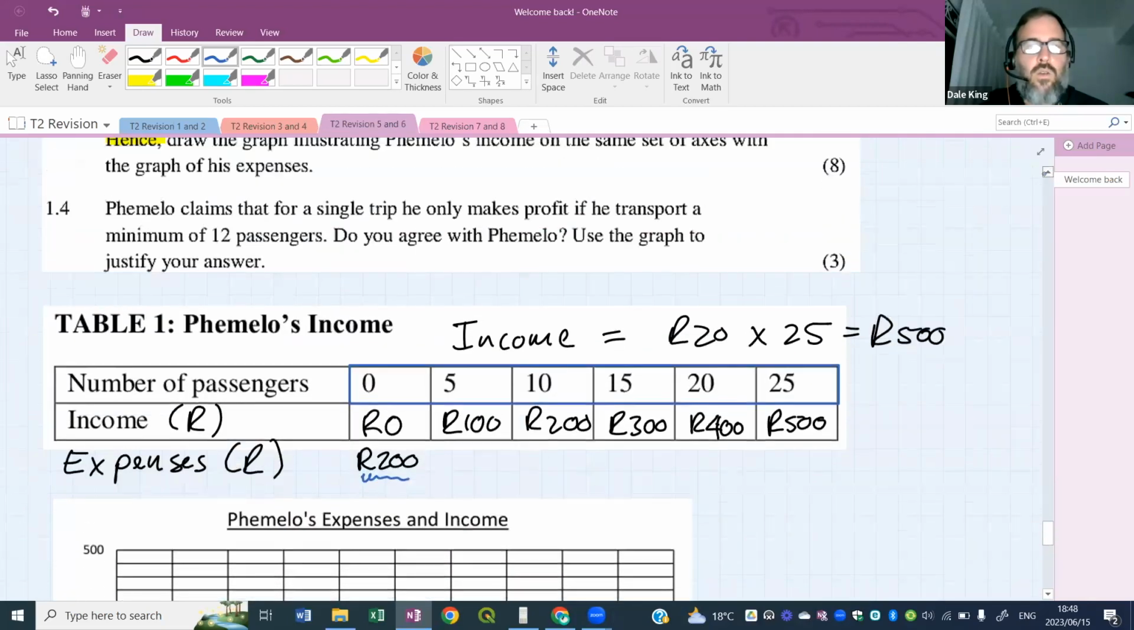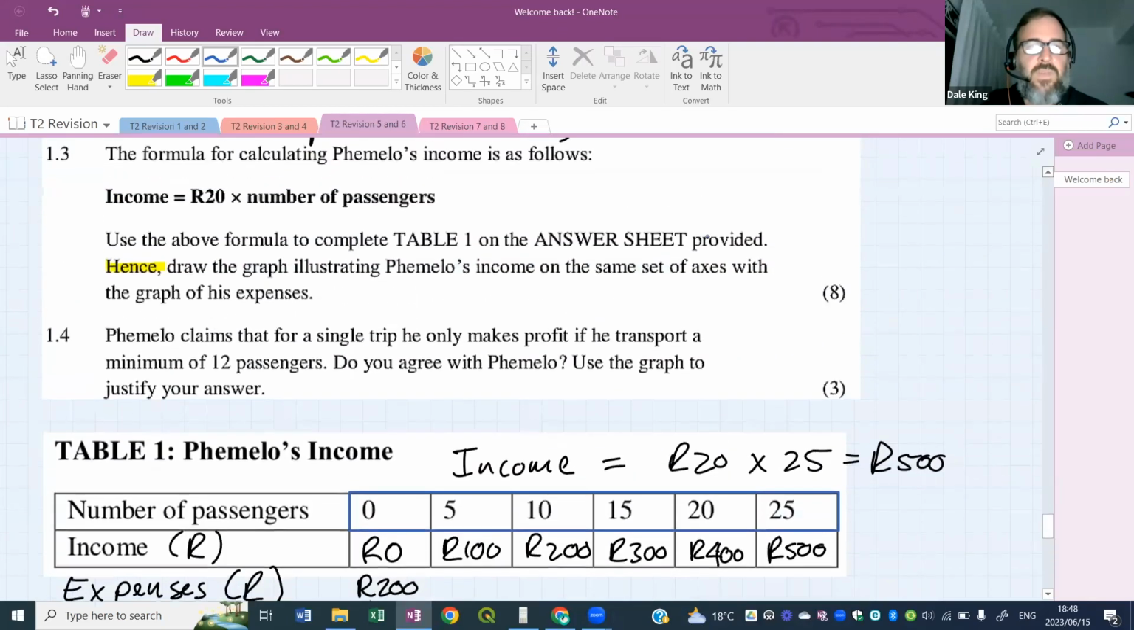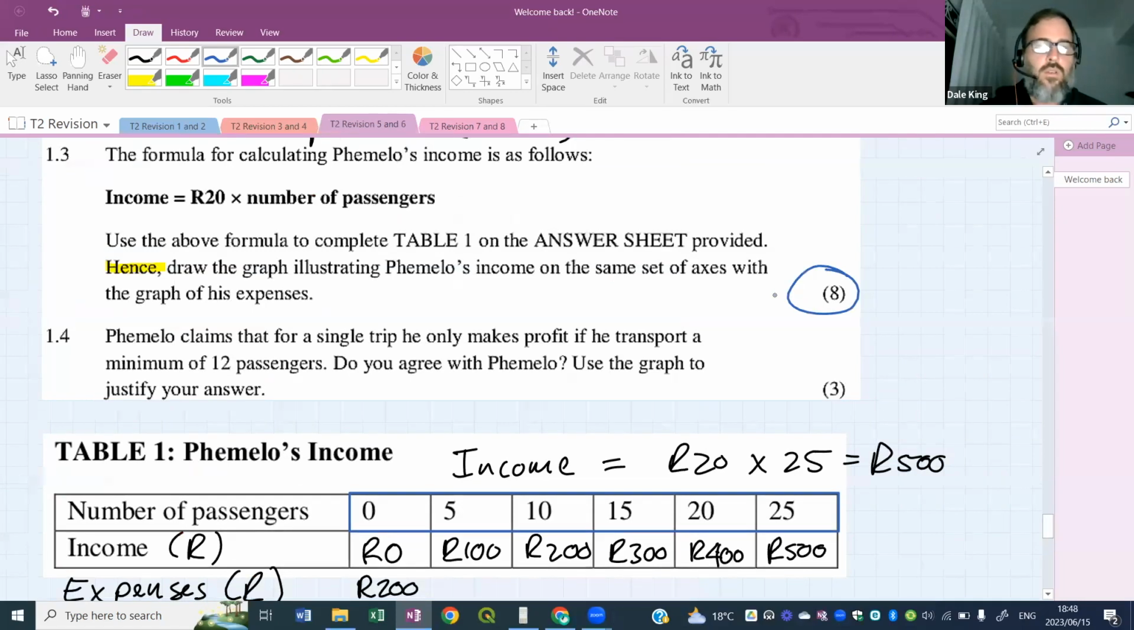All right, now let's look at the questions that they've given us in this. It said, hence draw the graph. It's for 8 marks. A lot of marks there, it's obviously the table and the graph. So it's probably like 4, 4. 4 marks for the table, 4 marks for the line that we drew. But 8 marks worth there. Now, 1.4, here comes the final question. Pamelo claims that for a single trip, he only made profit if he transports a minimum of 12 passengers. Do you agree? Use a graph to justify your answer.